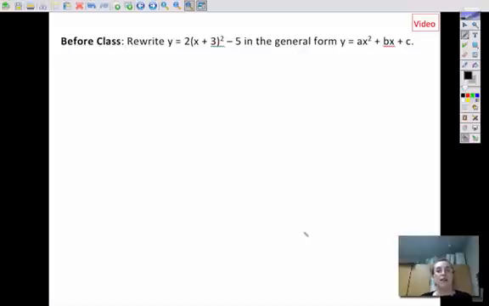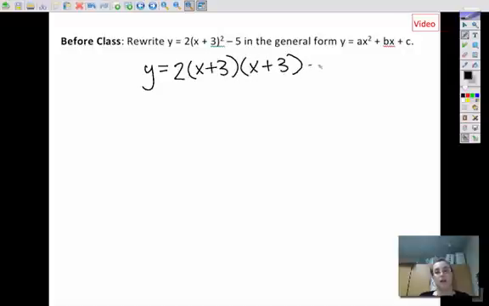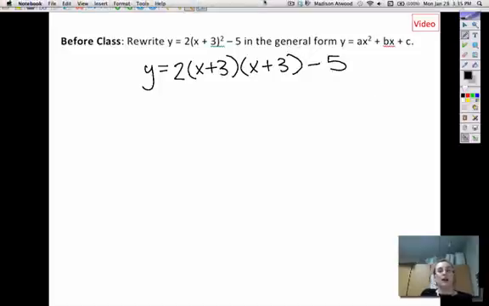All right, before class, I've got something in vertex form, and I want you to see if you can figure out how you would take vertex form to general form. Remember that y equals 2 times x plus 3 to the second power minus 5 is the same as x plus 3 times x plus 3, times 2, minus 5. So just a little hint there to help you get started. Please bring that to class with you next time.